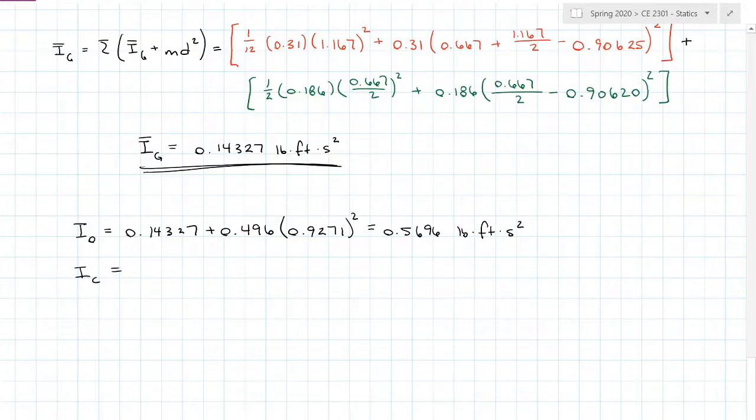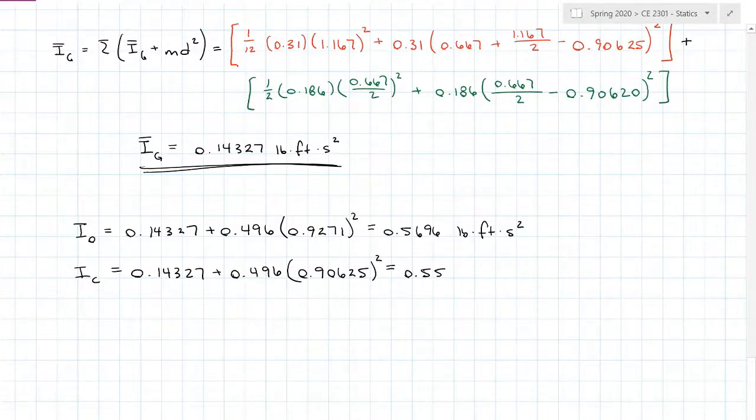Mass moment of inertia about an axis that passes through C. Everything is the same except the distance I want to travel. Because now I'm going from the center to the bottom of my shape, 0.90625 squared. That's going to be a slightly smaller 0.5506 pound-feet second squared.